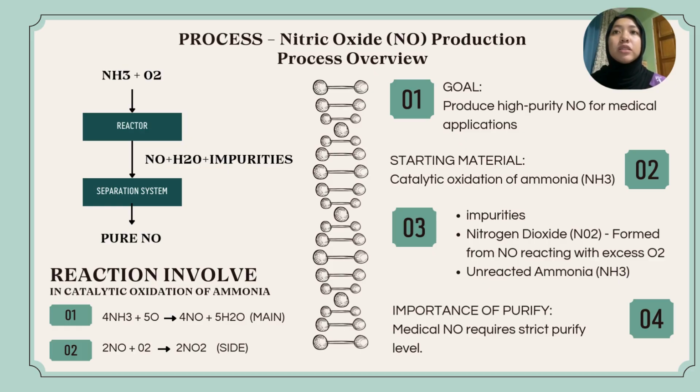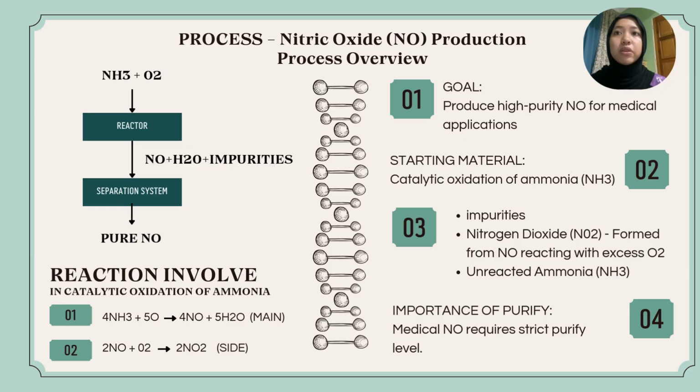The process begins with catalytic oxidation of ammonia. This means we use a catalyst to speed up the reaction between ammonia and oxygen to form NO. There are two main reactions involved. The primary reaction is ammonia and oxygen producing nitric oxide and water. However, there is also a side reaction, which is nitric oxide and oxygen producing nitrogen dioxide, which is an impurity we don't want in the final product.